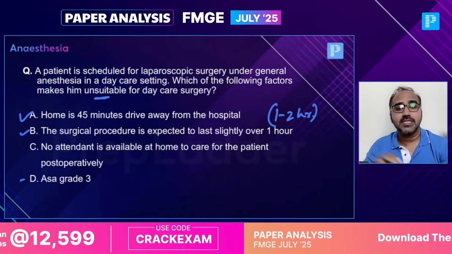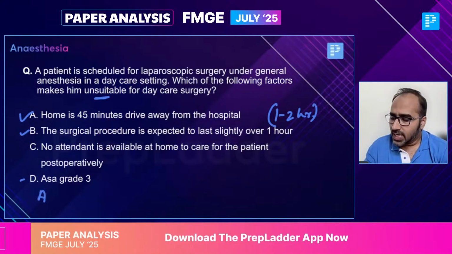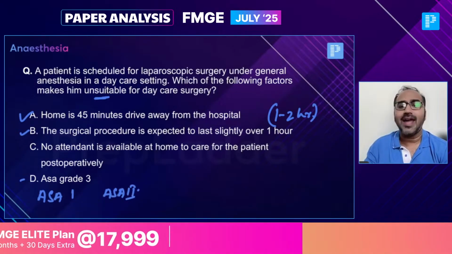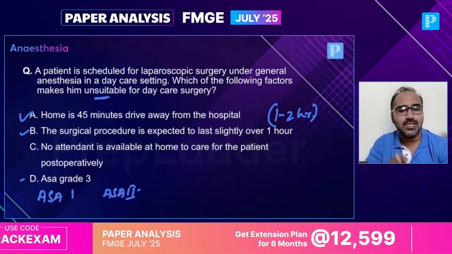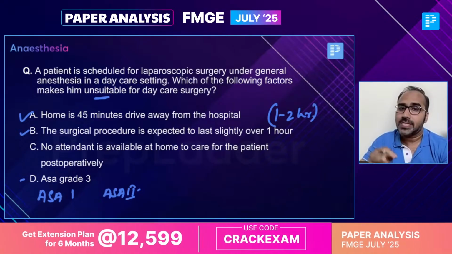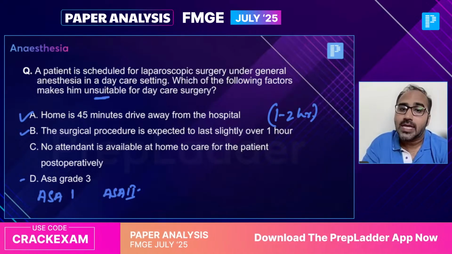Option D, guys, ASA grade 3. Can we take ASA grade 3 for daycare surgery? Remember, guys, ASA grade 1 and ASA grade 2 are the ideal candidates for daycare surgery. But if the patient is having ASA grade 3, what is ASA grade 3? Patient having a systemic illness which is severe. That is, the patient is having an uncontrolled systemic illness. Can he be taken for daycare surgery?